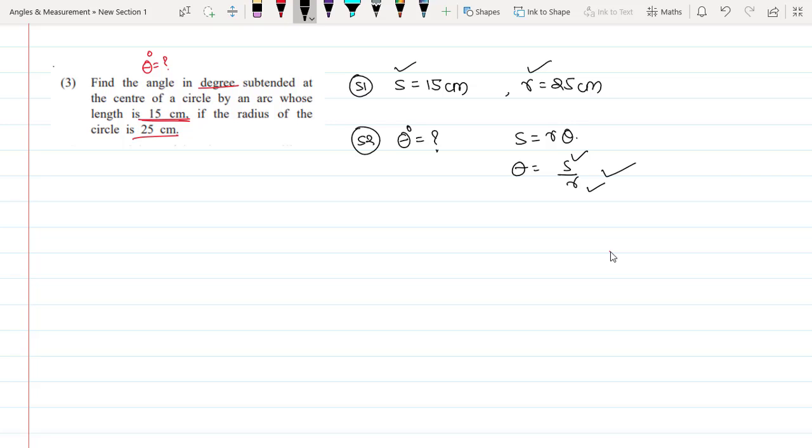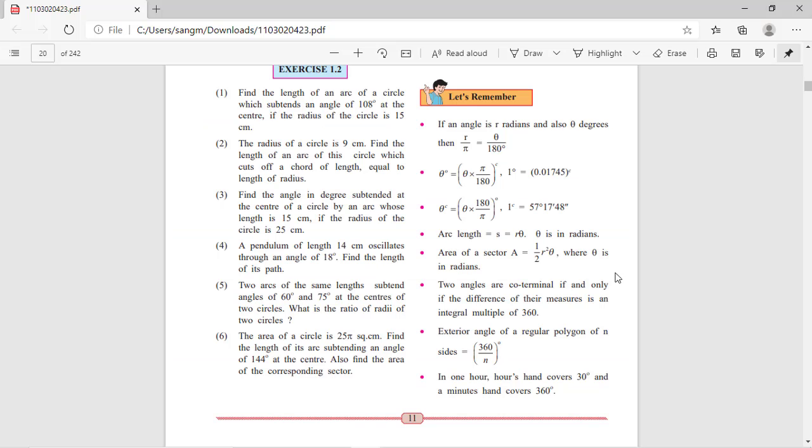But the trick is what here? You will get some theta in radian, but what I want should be in degrees. For that you have to take a little care. Is it okay? Good. Now let's see the next one. Question number 4.